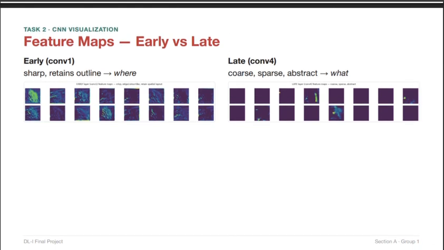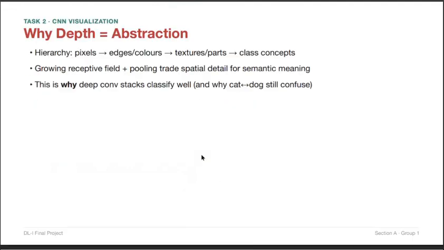Here we compare feature maps from an early layer and a deeper layer. Early layers preserve detailed information such as edges and object outlines. As we move deeper into the network, feature maps become more abstract and focus only on the most informative regions. This demonstrates how the CNN gradually transforms raw pixels into meaningful semantic representations. The next slide.